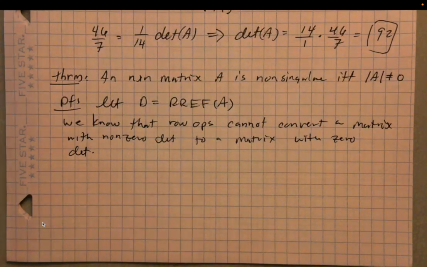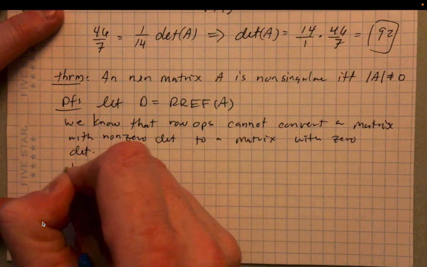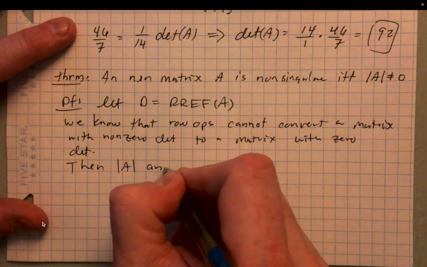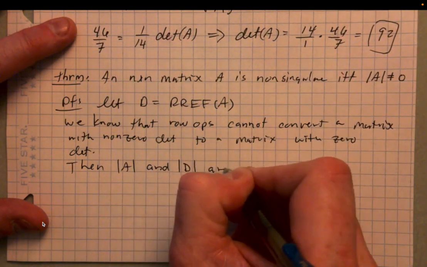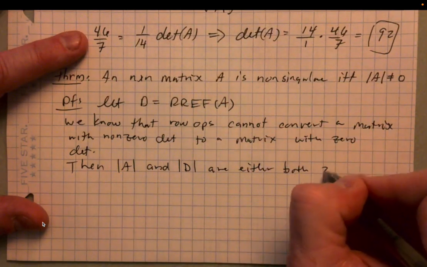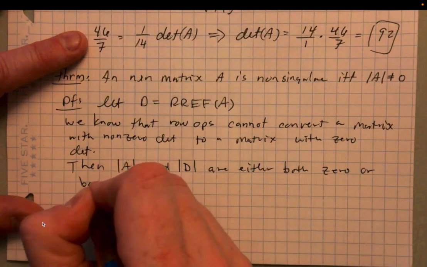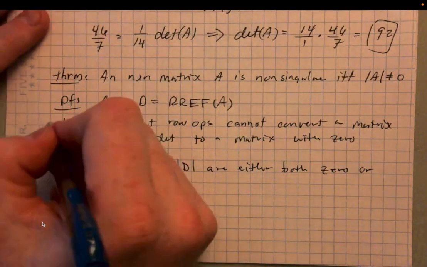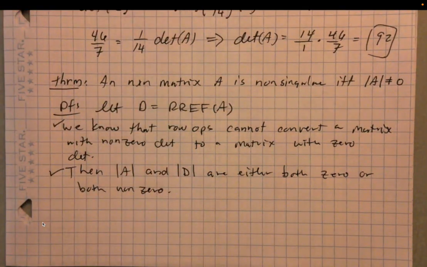Okay, so that being said, to spell it out, we would say that the determinant of A and the determinant of D are either both non-zero or both 0. That's the key, right? So these two things are very important. Make sure you understand those, otherwise it's in one ear, out the other. If you can see that this is the case, then the proof is obvious in some sense.